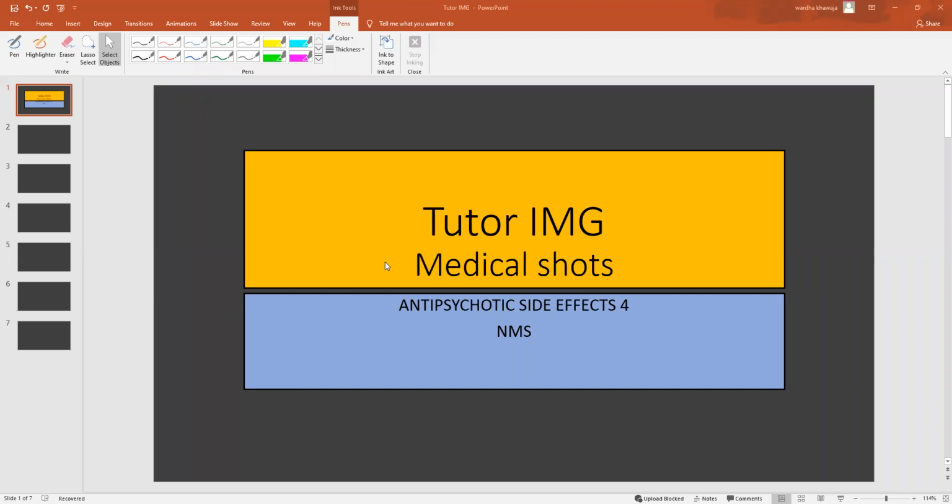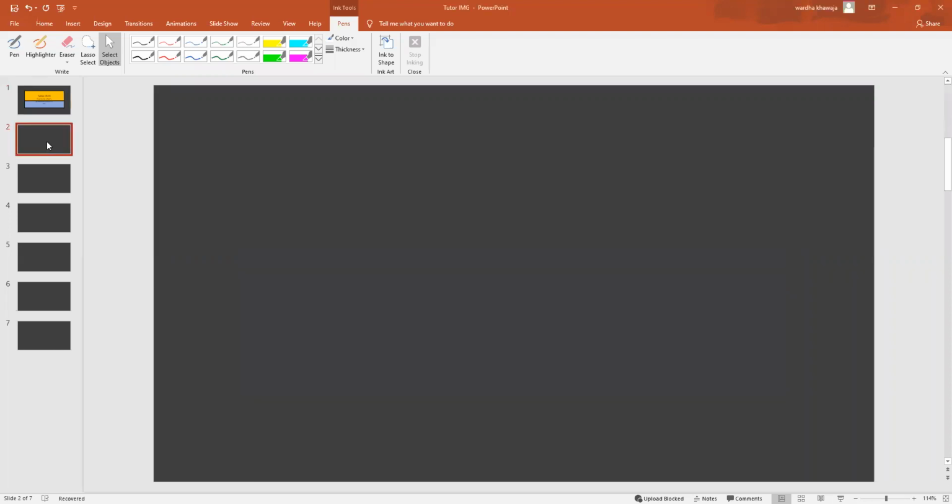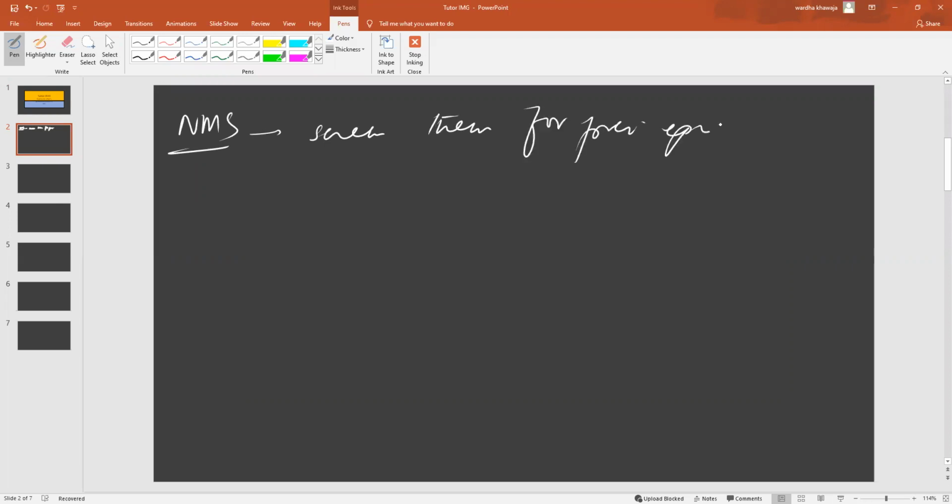Now I'm going to continue with the antipsychotic side effects. This is going to be part four, and one of the most important ones is NMS. It's a great fear when patients are started on antipsychotic therapy. And one of the sure shot ways that doctors can determine whether a patient will suffer from this is to screen them for previous episodes, right? So that's the ultimate risk factor that you need to watch out for.